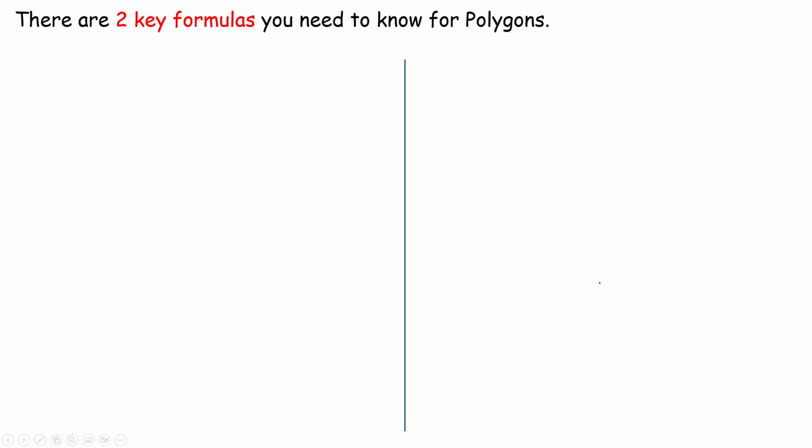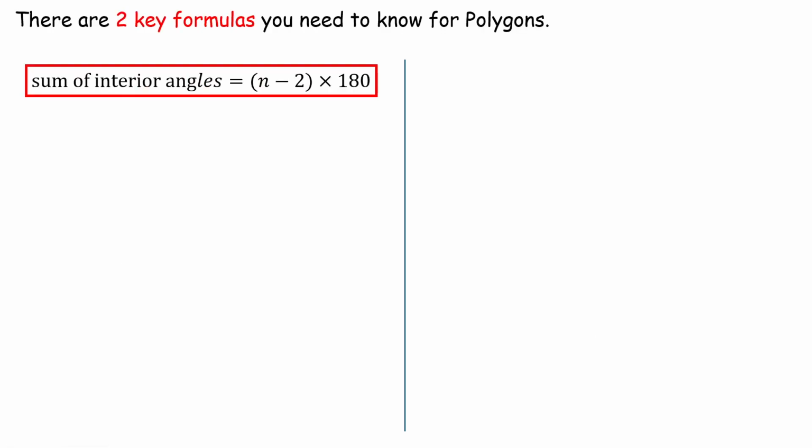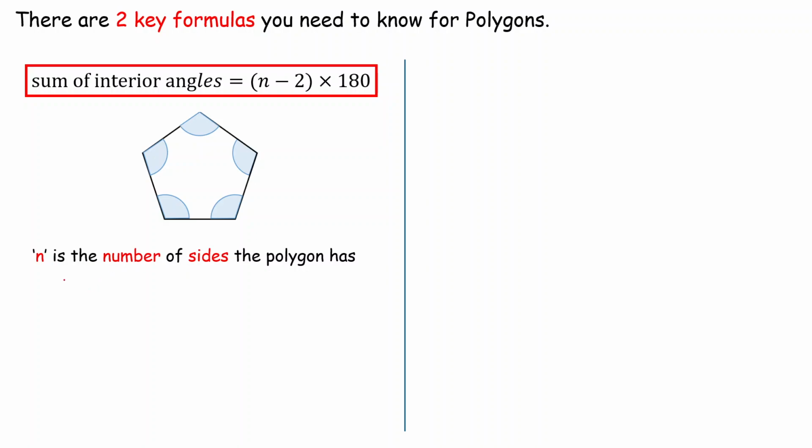So to recap, there are two key formulas that you need to know for polygons. The first is this one, which is the sum of the interior angles is n take away 2 times 180, where n is your number of sides. So if you want to find the total of all of the inside angles of a polygon added together, we can use this formula up here, where n is the number of sides of that polygon.